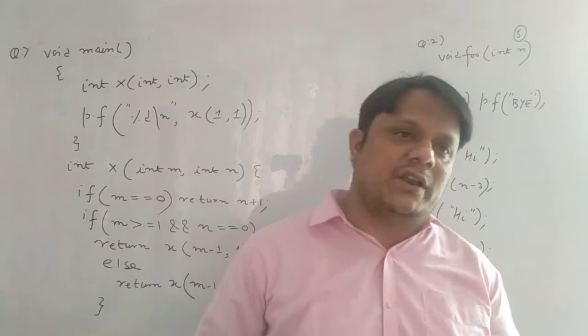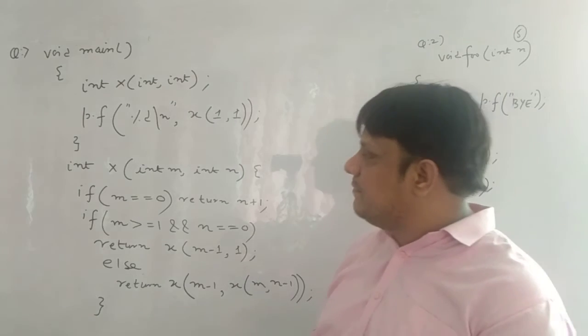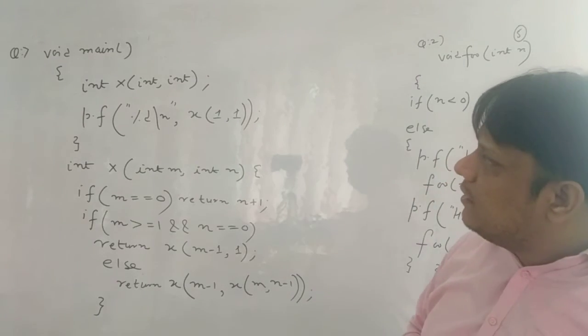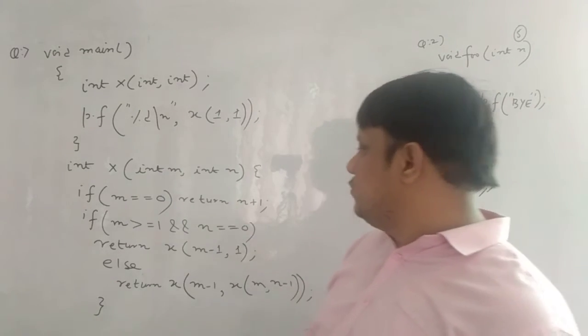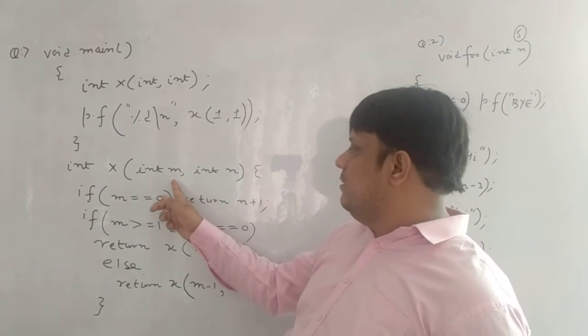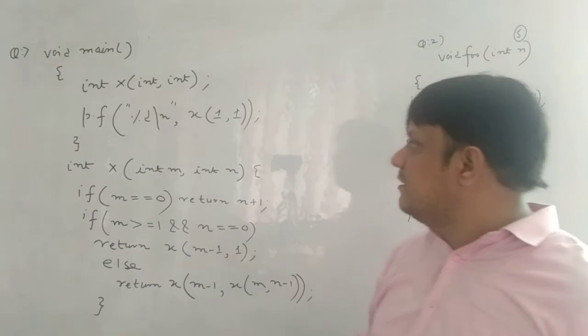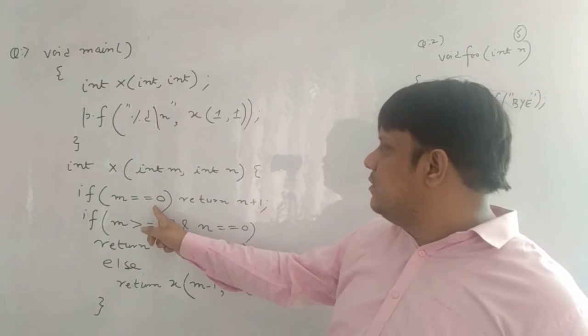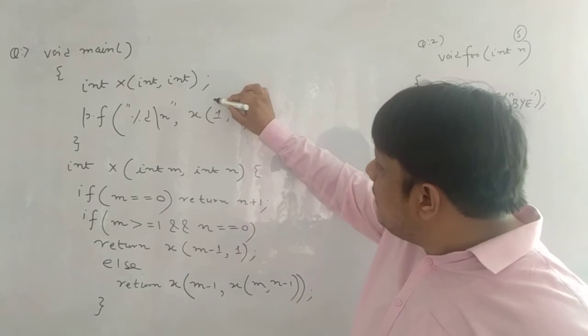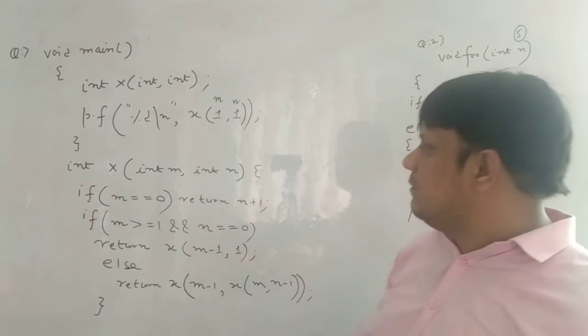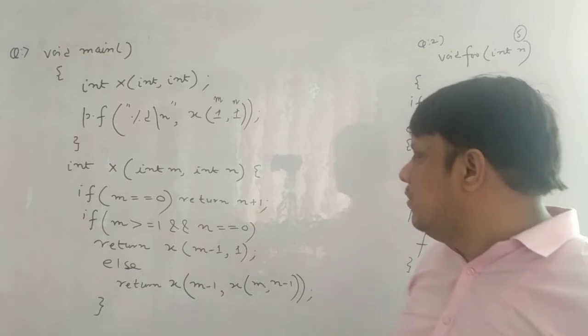Hi guys, good morning. Now moving on to the next series of recursion based questions. Now we are calling this function with x(1, 1), right? So the value of m is 1 and the value of n is 1. If m is equal to 0, so this is your m and this is your n, so this condition is false.